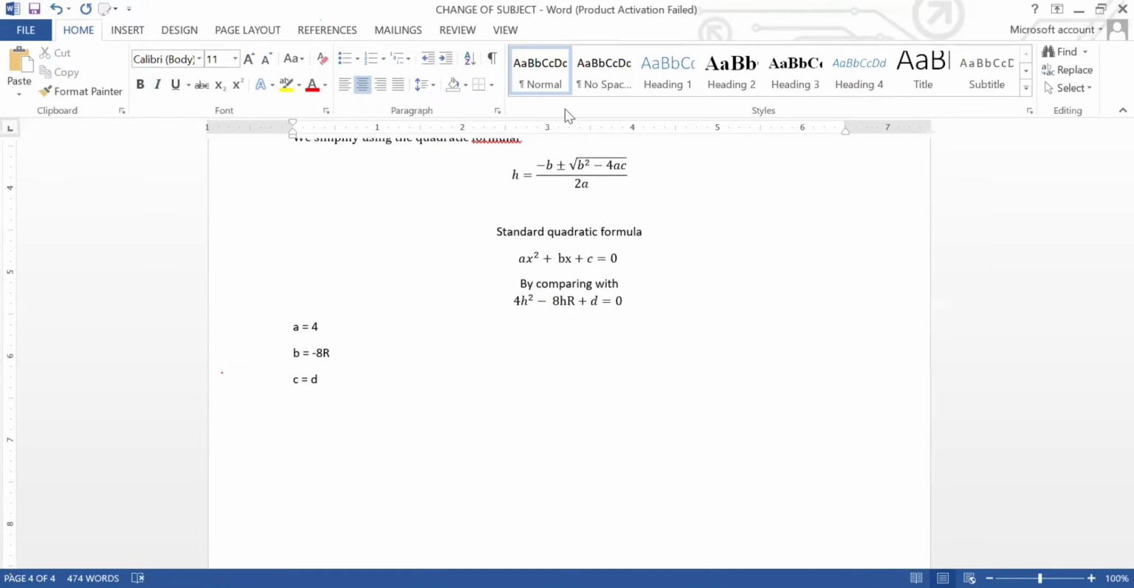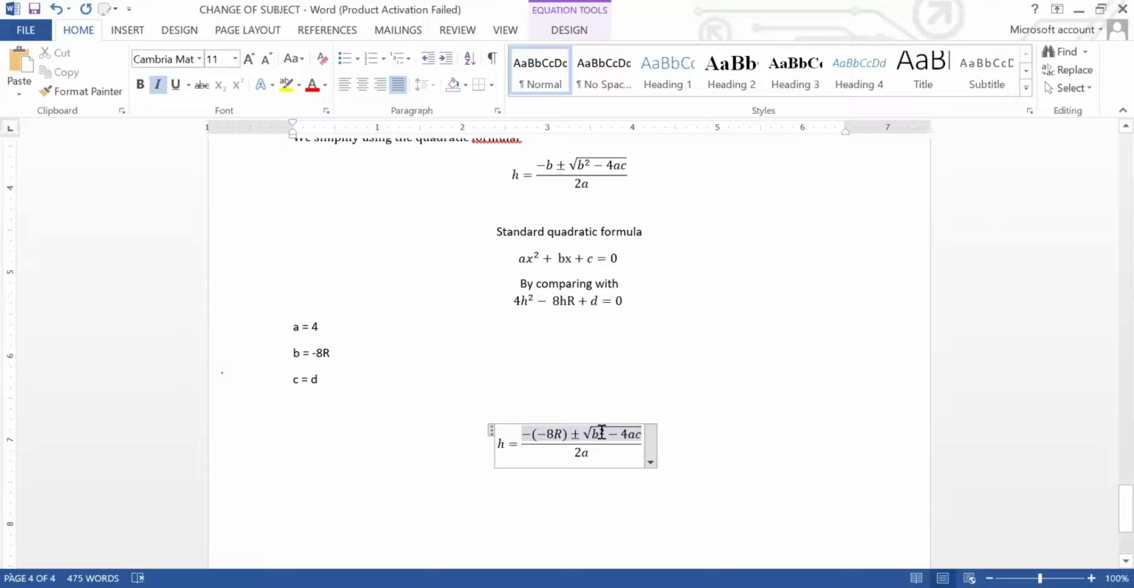Yes, sir. Thank you. So I pick up this, and I put all my values in there. So our minus B is, please take note that there was a minus already there. So 8R. Plus or minus, and the B is, there's a minus already there. Minus 8R. And for the 4AC, I'll have 4D.